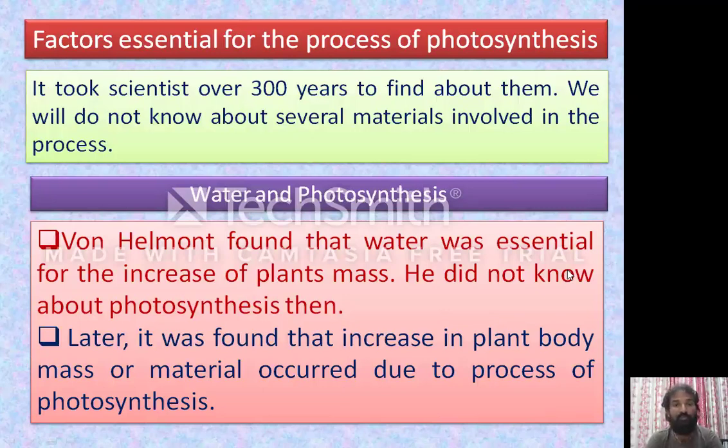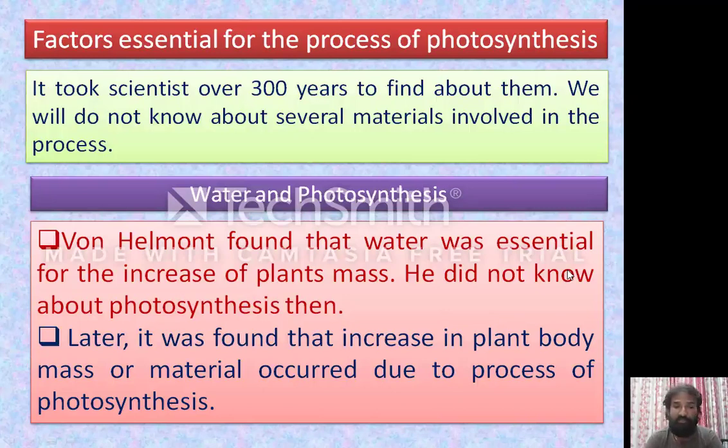Here, the first factor is water. So now in this class we are going to learn about water and the photosynthesis process. Water and photosynthesis. Here, van Helmont found that water was essential for the increase of plant mass.